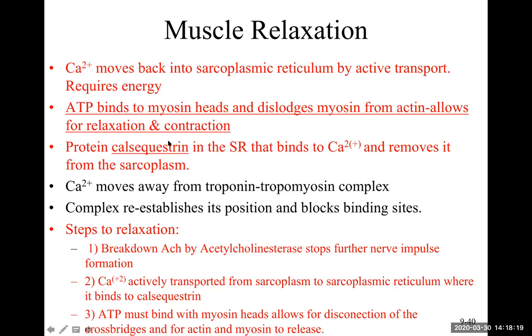Now, there's a couple proteins I want you to know. This is one of them. The protein calsequestrin, found in the sarcoplasmic reticulum, binds to calcium. It allows us to remove it from the sarcoplasm. Calsequestrin is found in the sarcoplasmic reticulum. Sequestering is moving something out, right?